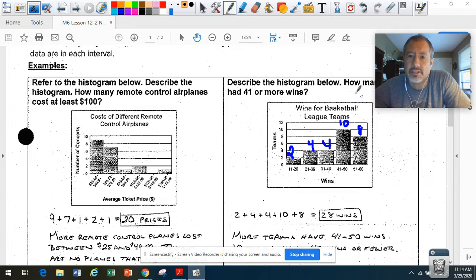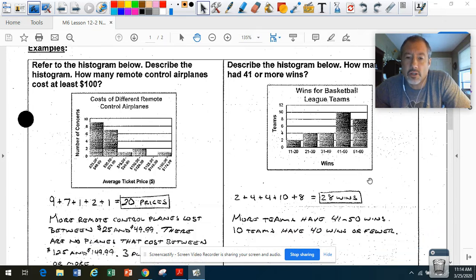So let's look at some of this information here. What are they asking? Let's see what we can gather from this histogram. So it says more teams have 41 to 50 wins. Yes, that's correct. This bar here is the largest. And it says 10 teams have 40 wins or fewer. So if we go back here, we say, okay, here's 4 plus 4 is 8 plus 2 is 10. Yeah, between 11 and 40 wins, there were only 10 teams that had that many wins.